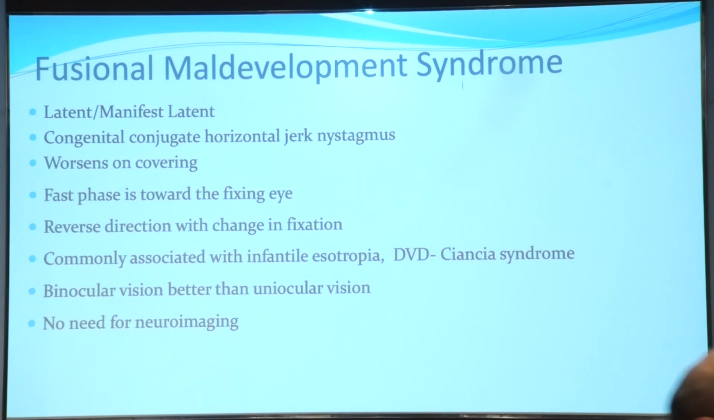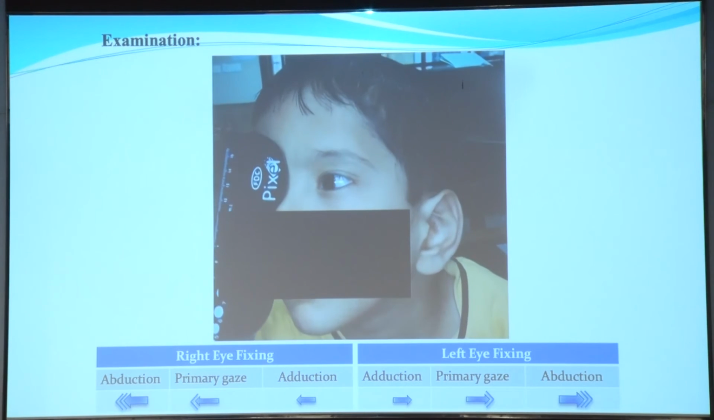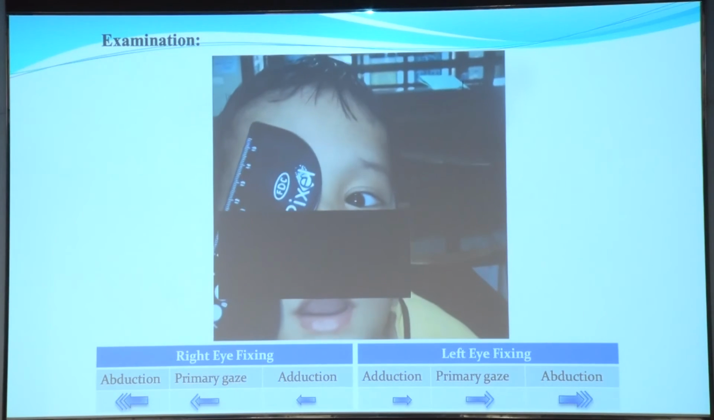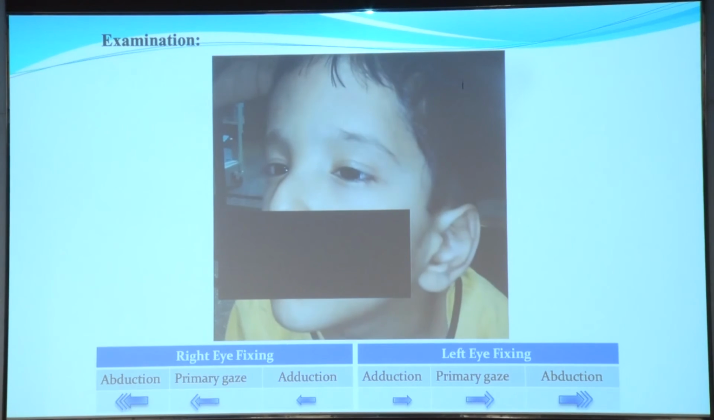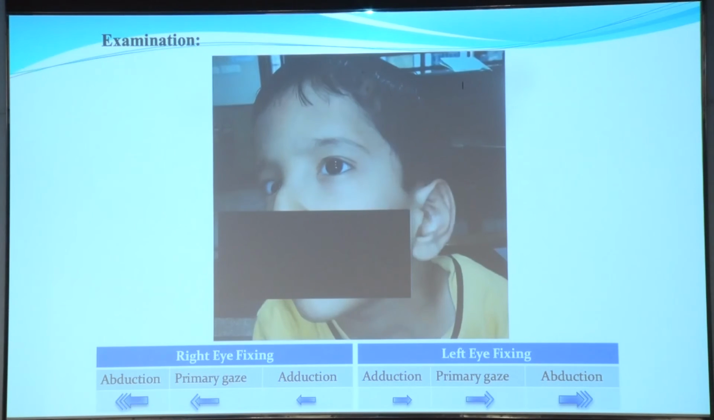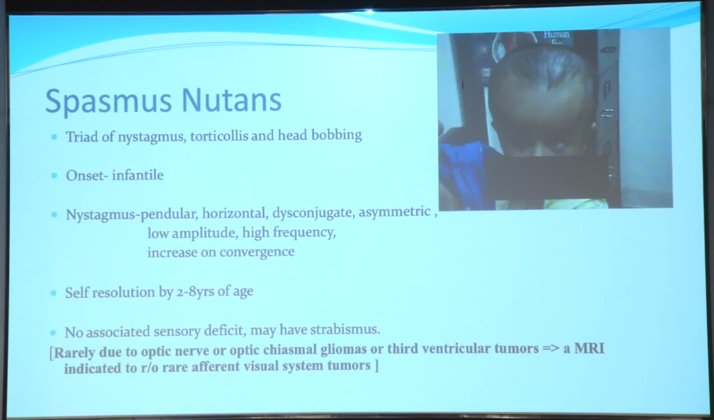It's commonly associated with diseases like infantile esotropia and TVT, also known as Ciancia syndrome. Binocular vision is usually better in these cases than in uniocular lesions, and it generally does not need any neuroimaging. So this is a classical case of fusional maldevelopment syndrome. You can see when the patient is trying to fix with the left eye, his head posture has changed. Initially he is right dominant. Now when you cover the left eye, the patient tries to fix with the right eye and his head posture changes again.